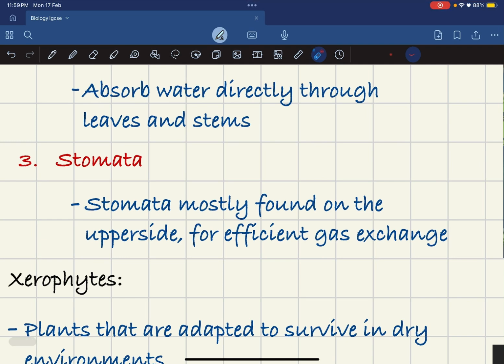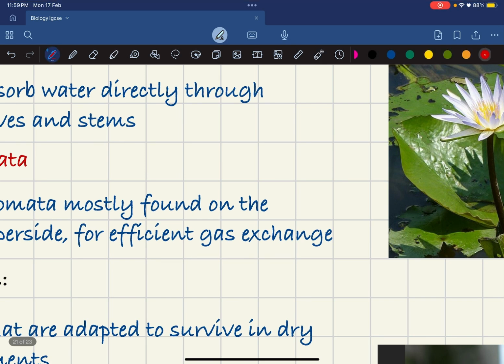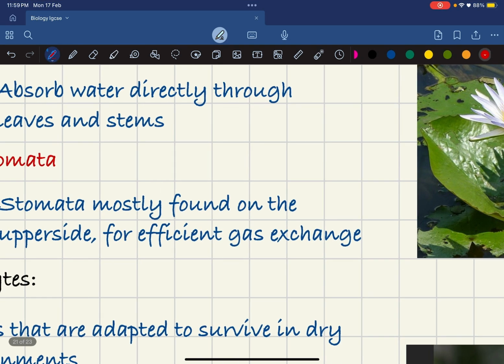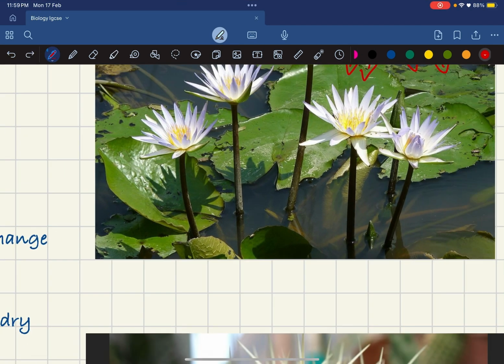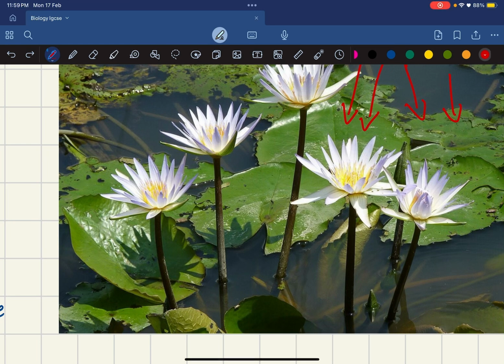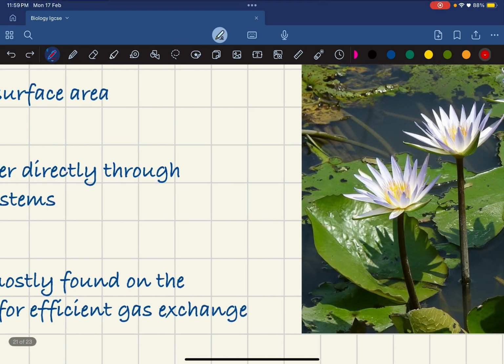And next is the stomata, which is found on the upper side for efficient gas exchange. We know that stomata is normally located on the underside of the leaf, over here. But since the leaf is already in water and the purpose of stomata is gas exchange, it will be really hard for them to have gas exchange from here because there's water here. So that's why the stomata is located on top, so that they can have efficient gas exchange.